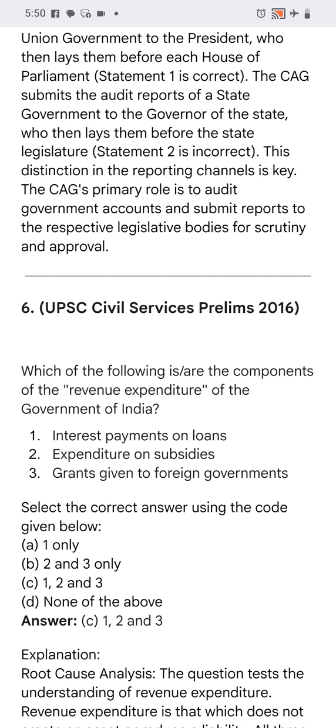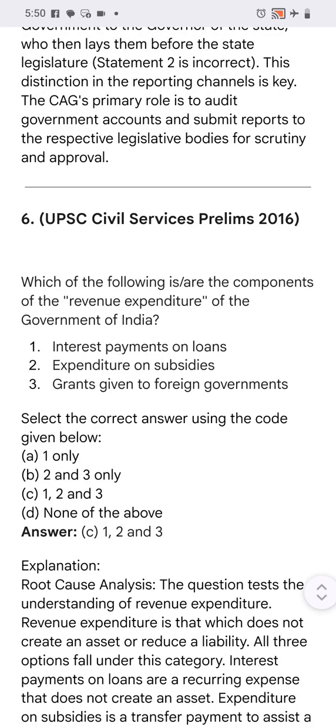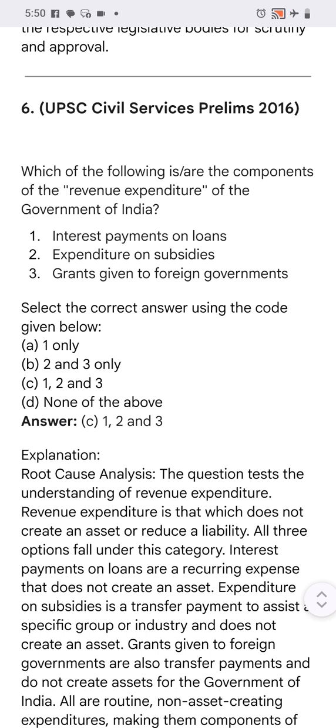Which of the following is not a component of the revenue expenditure of the Government of India? Interest payments on loans, expenditure on subsidies, and grants to institutions. All three are part of revenue expenditure.